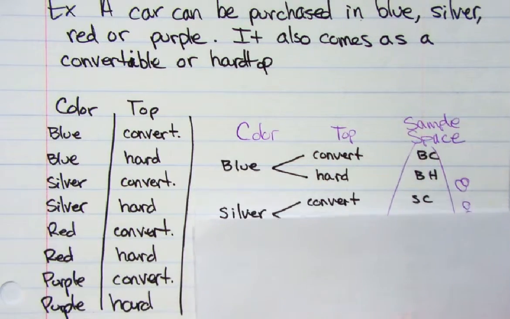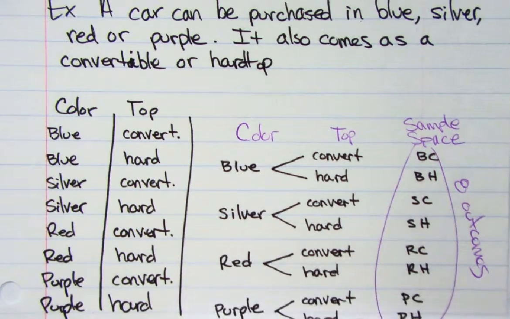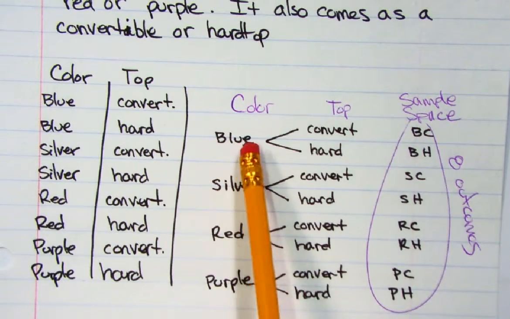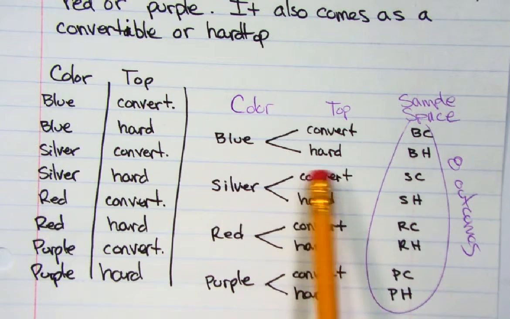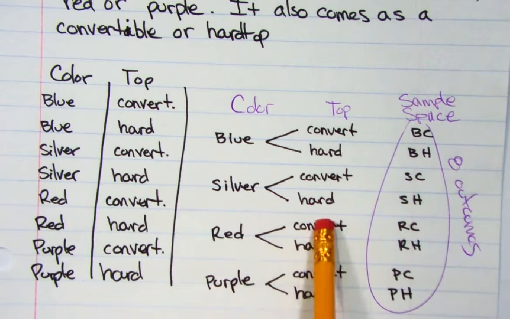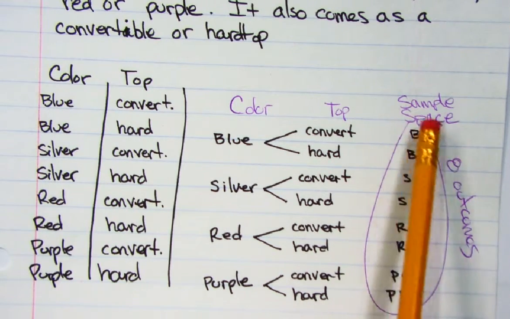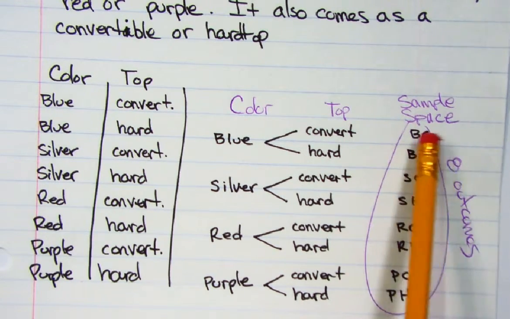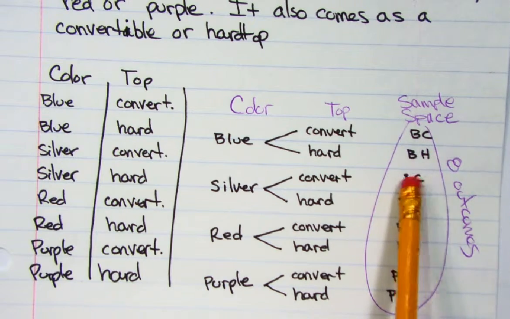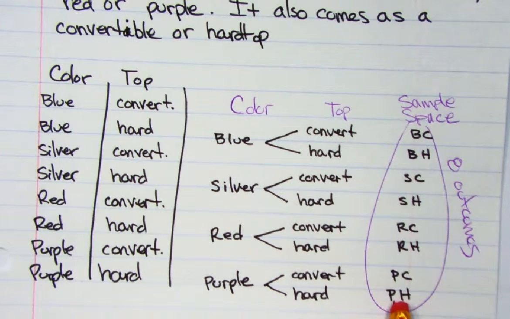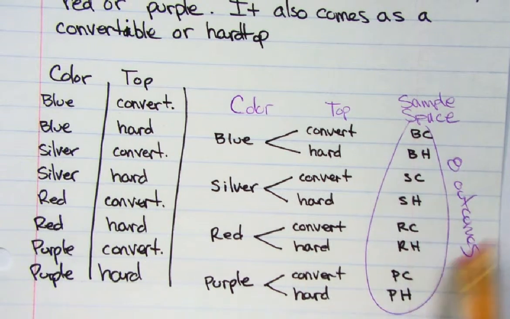I could also create a tree diagram, and that basically says: I've got blue, blue convertible or hardtop, silver convertible or hardtop, red, same, and purple, same. So in reality, the sample space, all the possible outcomes, could be blue convertible, blue hardtop, silver convertible, silver hardtop, red convertible, red hardtop, purple convertible, purple hardtop. So there are 8 possible outcomes. That's where using a tree diagram comes in handy.